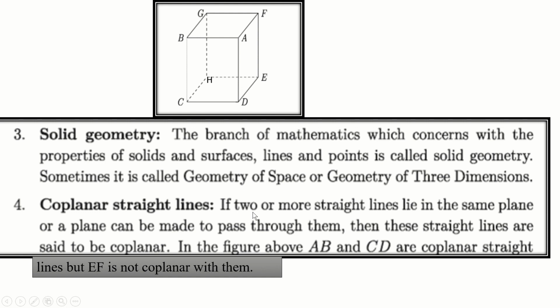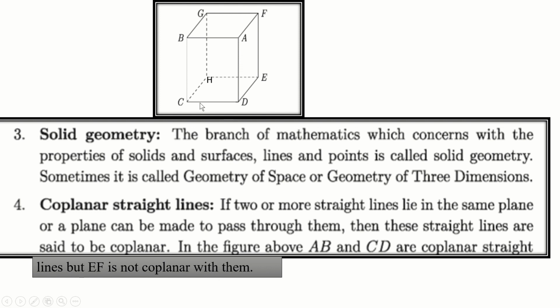Coplanar means if 2 or more straight lines lie in the same plane, or a plane can be made to pass through them, then these straight lines are said to be coplanar. In the figure above, AB and CD are coplanar straight lines, but EF is not coplanar with them.